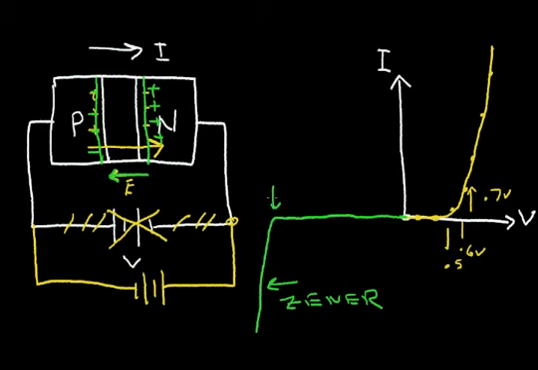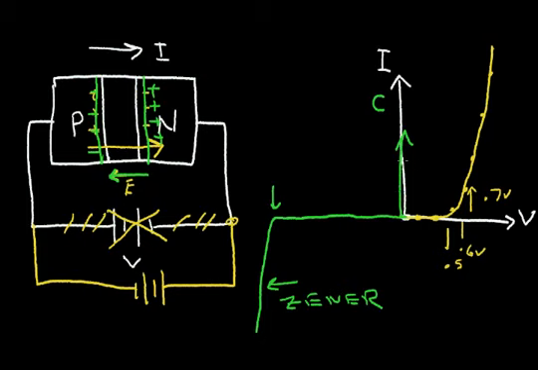And now remember that as the width of the depletion region changes, the capacitance changes. So I can also plot capacitance. Let's also plot, along with the current, capacitance.